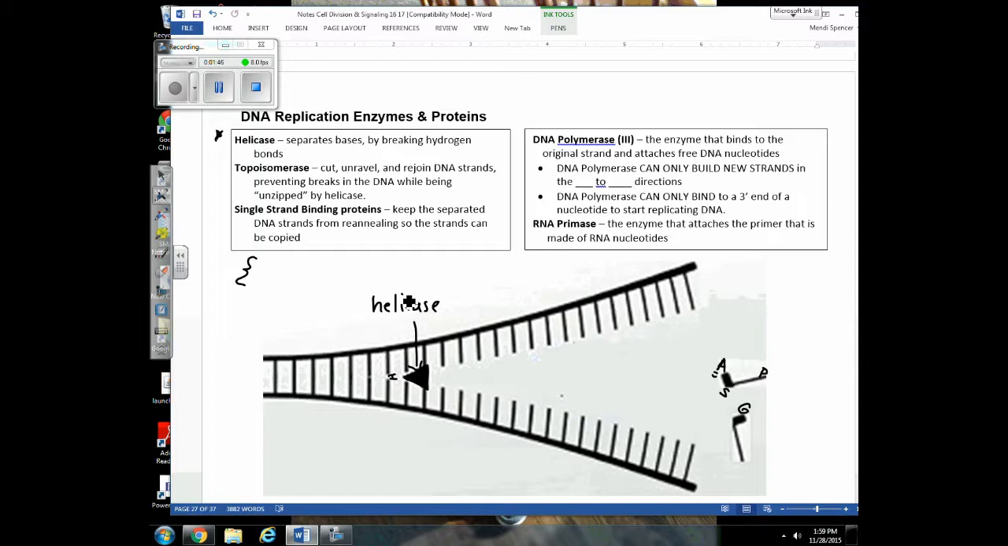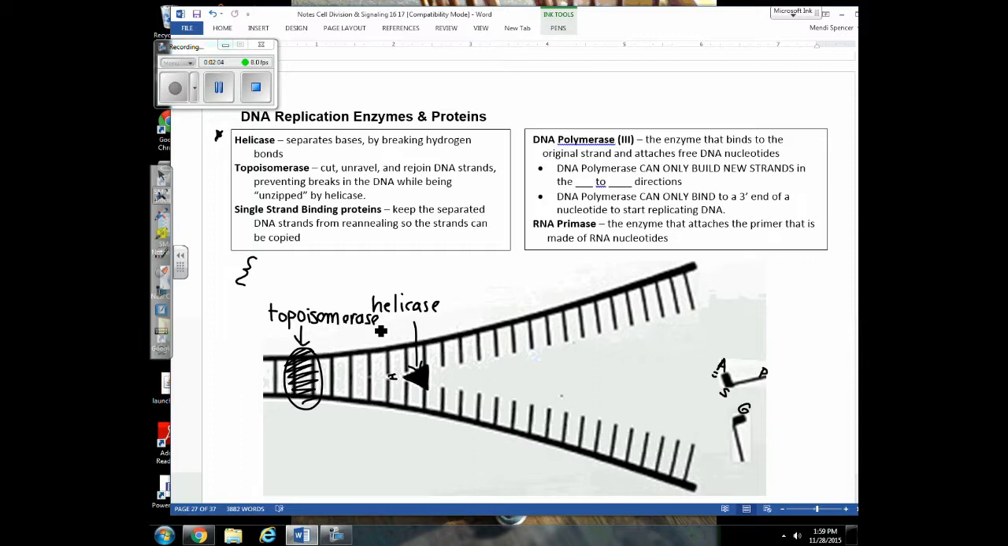Now, further down the line, there's an enzyme, and I'm going to draw it on here. I'm going to kind of fill it in there. And this one is called topoisomerase. Now, remember DNA has a twist to it. It has that double helix structure.